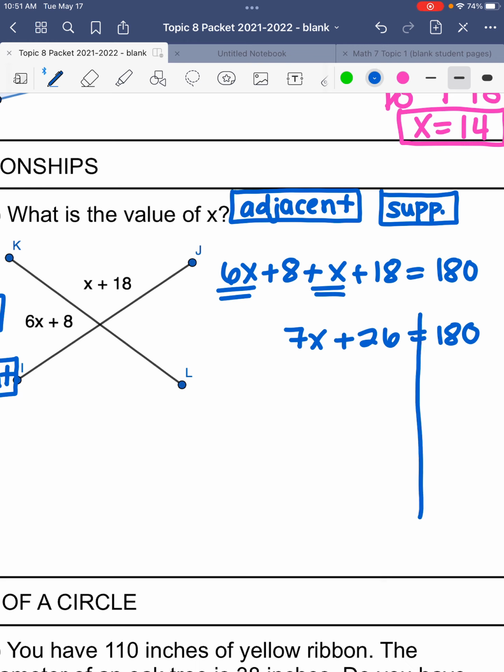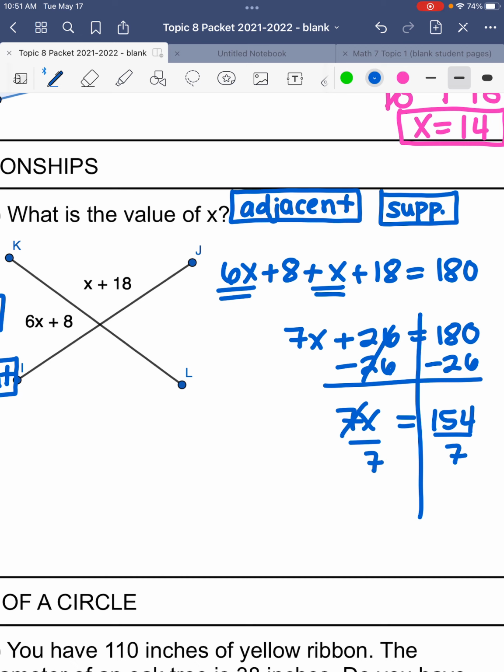Now I have a normal two-step equation that I can solve. So I'm going to subtract 26 on both sides. So I have 7x equals 154. To get that x by itself, divide by 7 on both sides. So x equals 22.